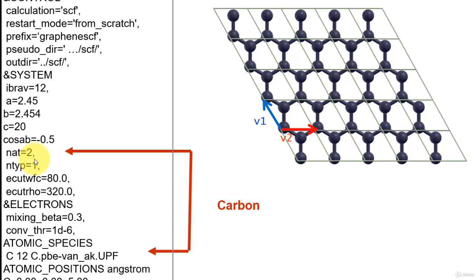nat means number of atoms in unit cell. We can see only 2 atoms in each cell, therefore we set it to be 2. While graphene lattice only has one type of atom, that is carbon, thus ntyp equals 1. ecutwfc and ecutrho are two important parameters described in the next lectures separately.